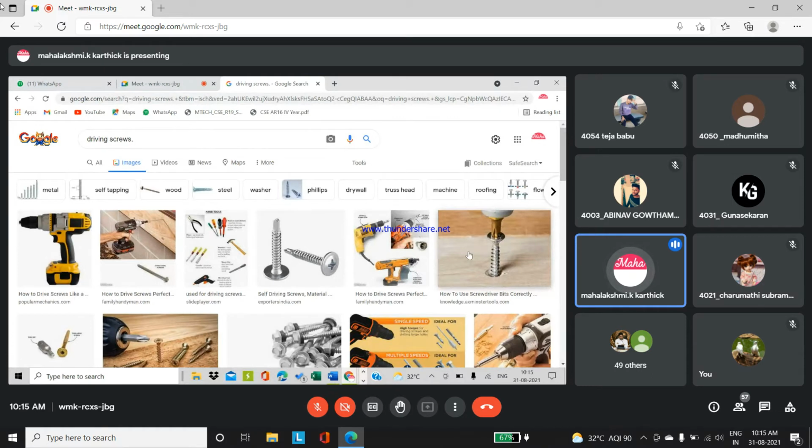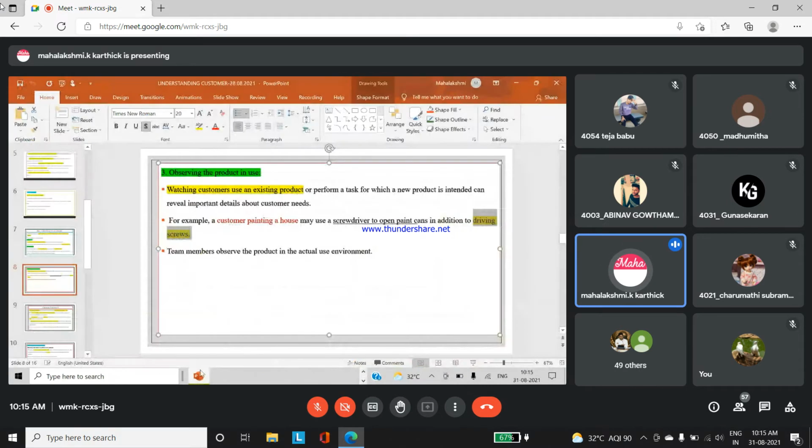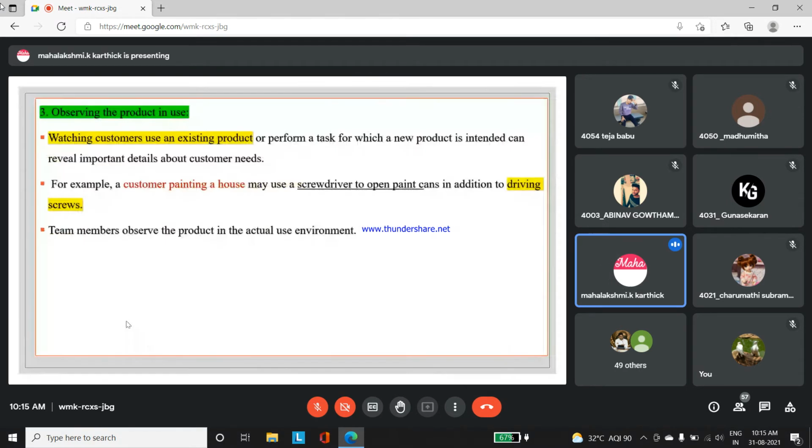So this is an advanced product when compared to normal screwdrivers. This is how they promote their own product to the customer. I hope you don't have any doubt. A customer painting a house may use screwdrivers to open the paint can in addition to driving screws. So team members observe the product in the actual environment of use. They feel the difficulty felt by the customer, then they can promote the driving screws. This is called observing the product in use.